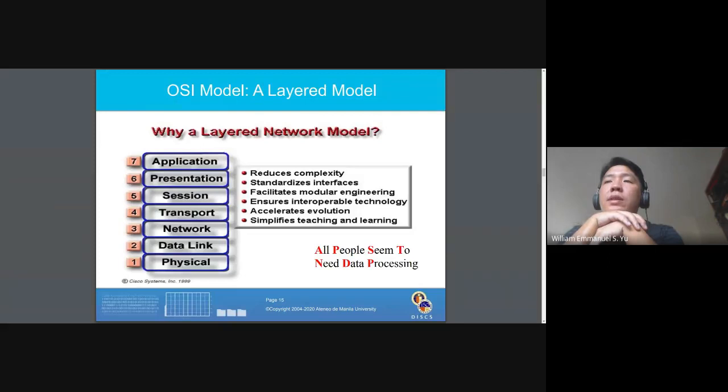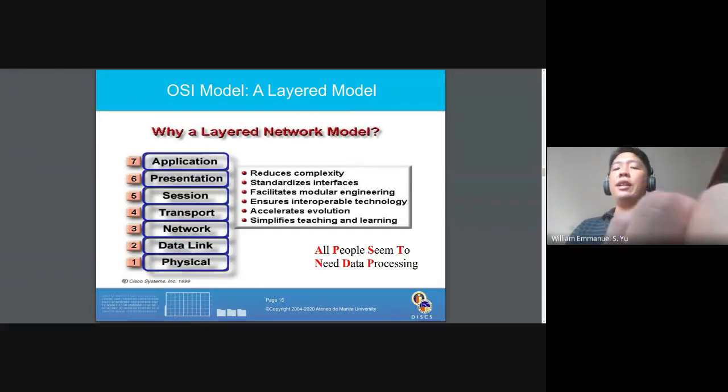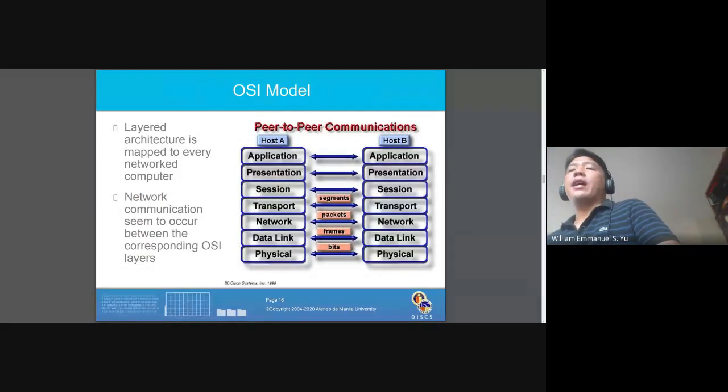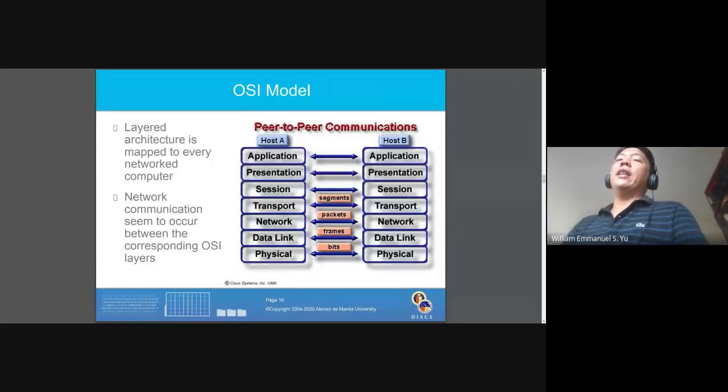So, "All People Seem To Need Data Processing." That's a mnemonic that you can use, but it's actually not too hard to remember: application, presentation, session, transport, network, and data link naman. And let's discuss each very quickly. So again, before we discuss each pala, the unit of information. So you can think of the OSI model as a stacked model. So you have your application on top, right?